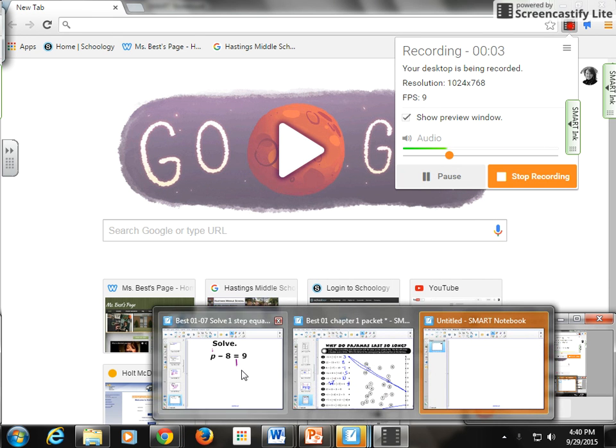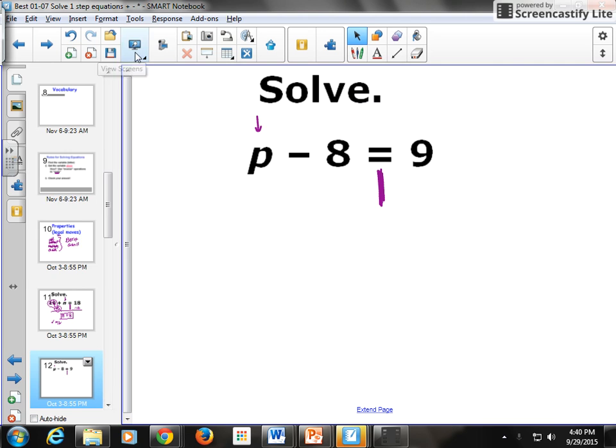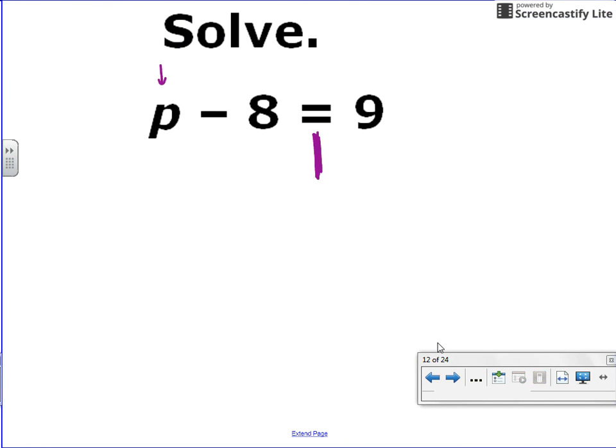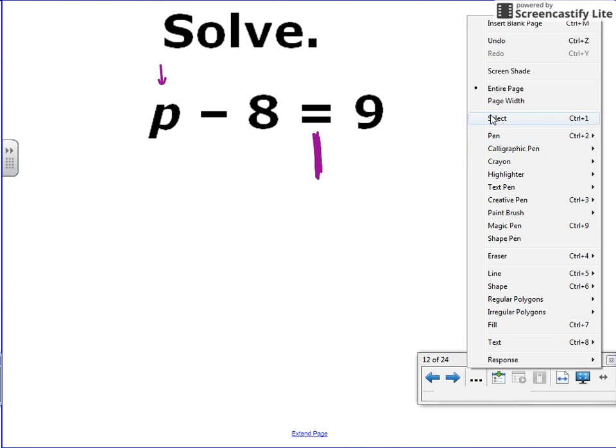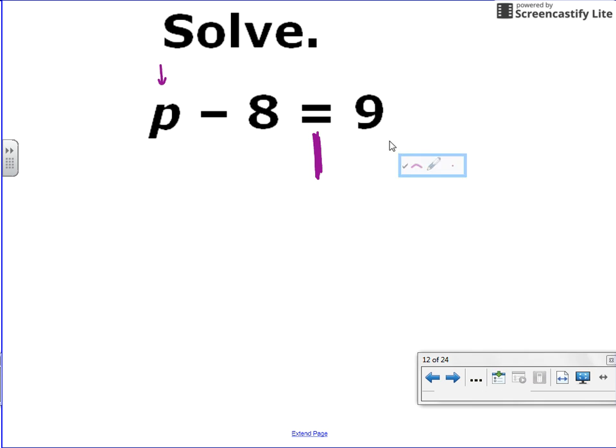Alrighty, here we go. We were on this last part right here. I've got this equation. I just put in my line under the equal sign so that I can define each side of the equation. We want to get the variable p by itself. Right now, we are subtracting 8. So to undo that, we're going to use its inverse operation.